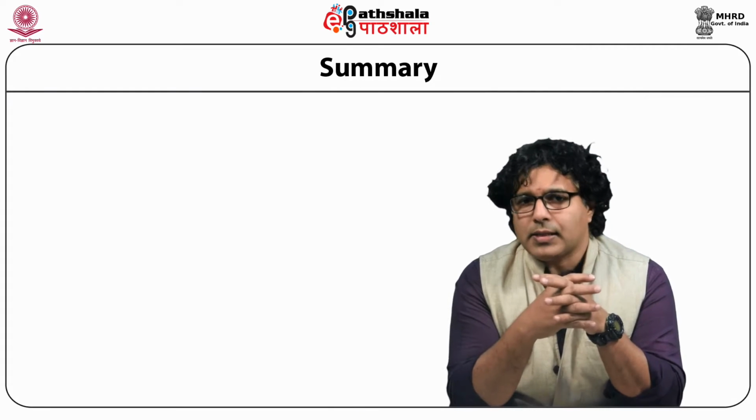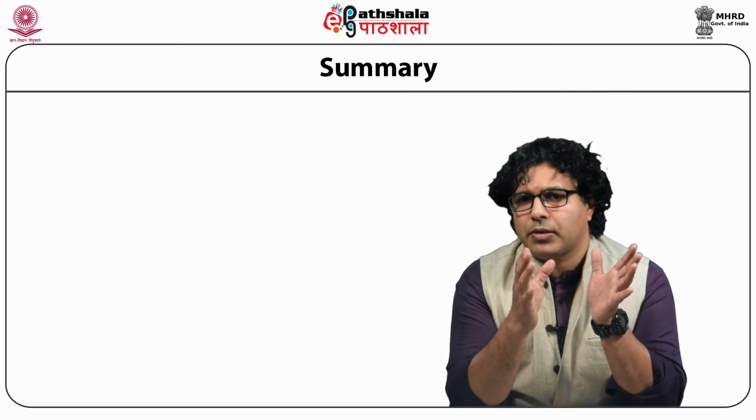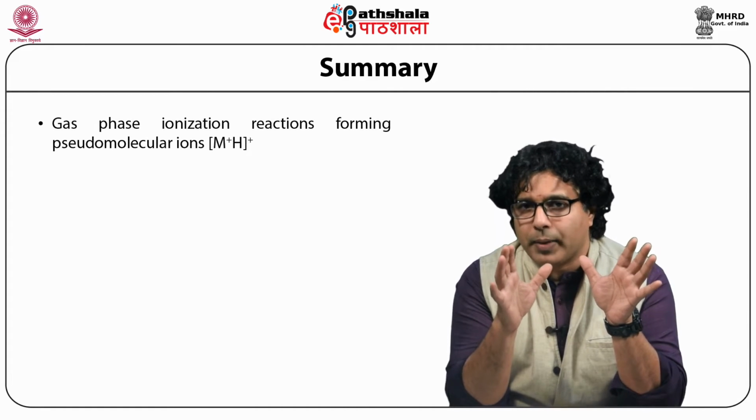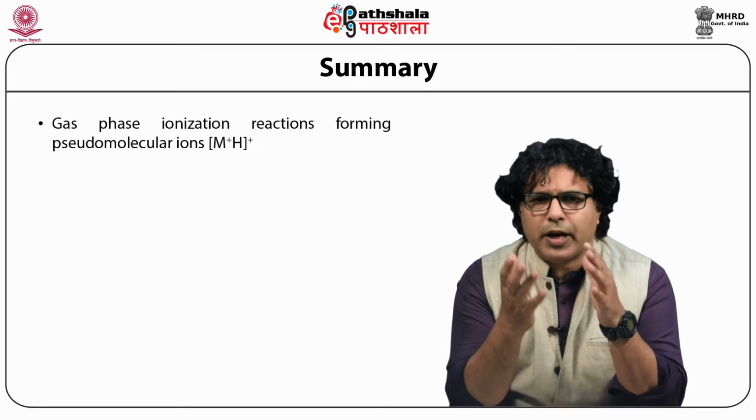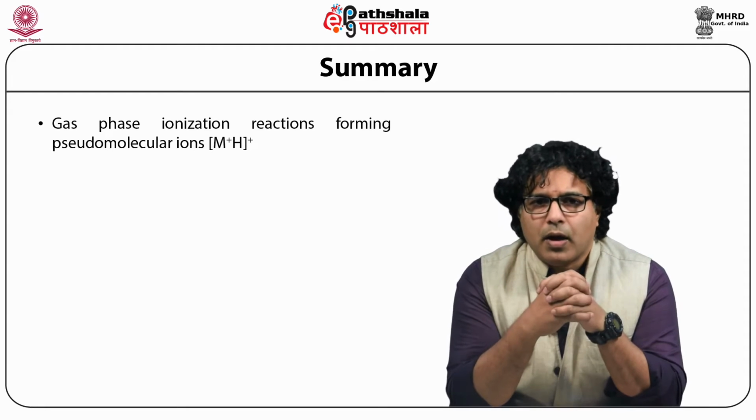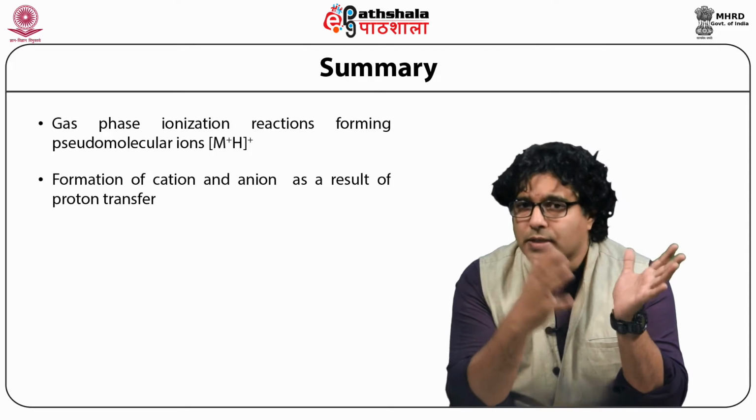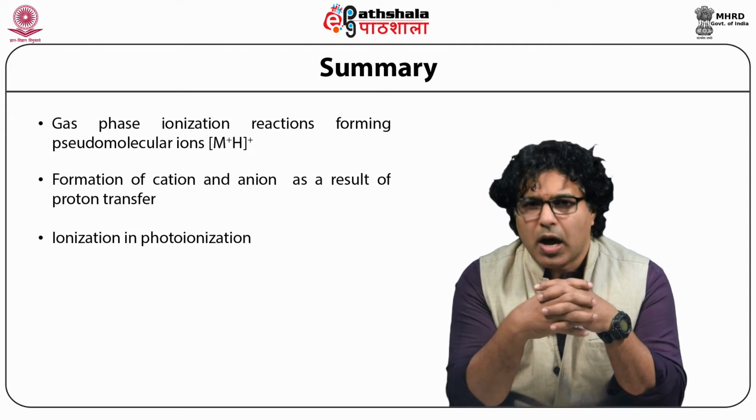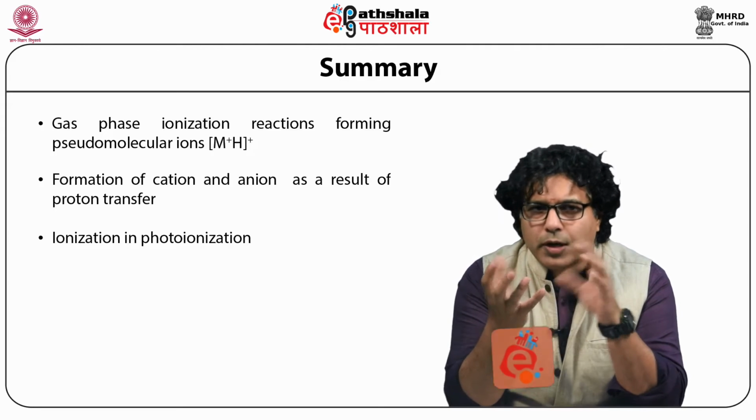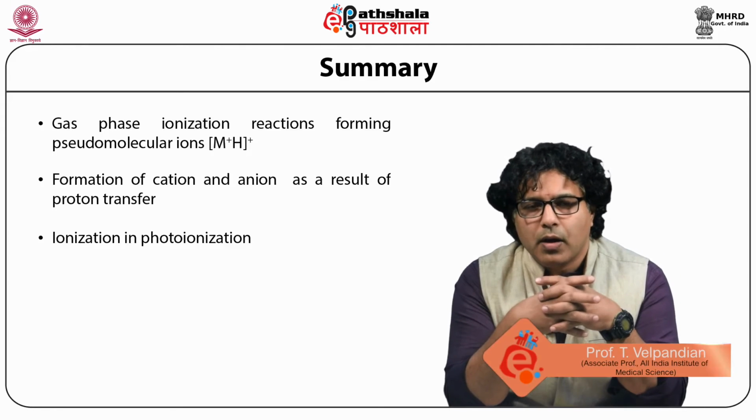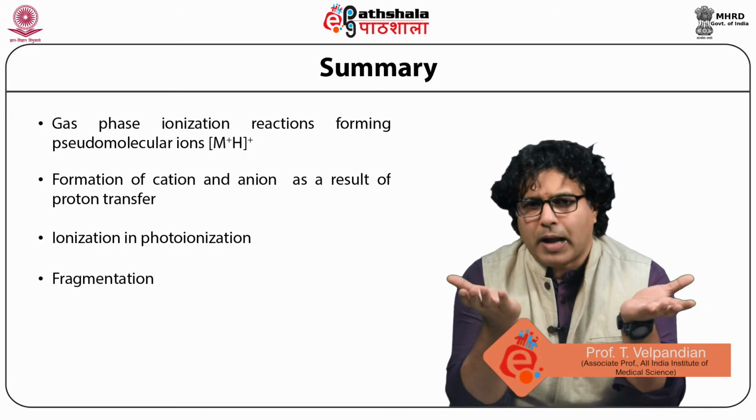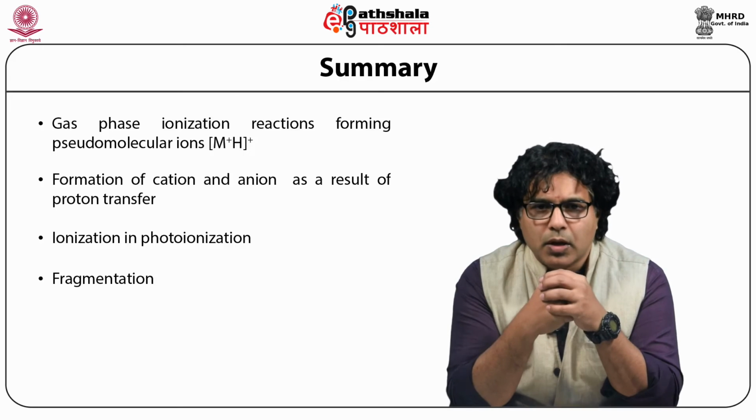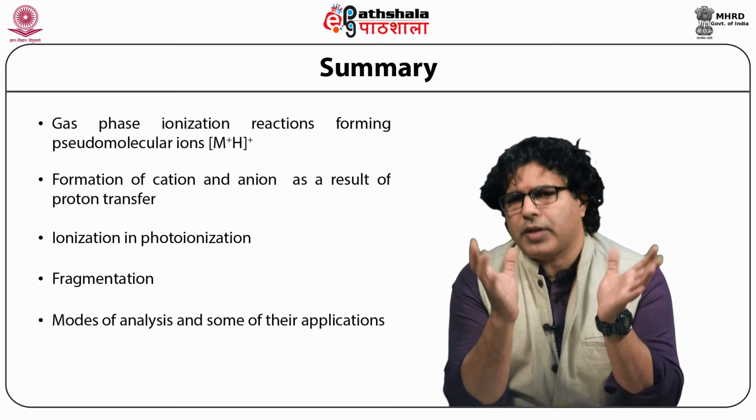So students, let us now summarize what we have learned from today's module. We have seen gas phase ionization reactions forming pseudomolecular ions, that is protonated cations and anions, and the mechanism of proton transfer behind them. Ionization in the photoionization process, and how protonation happens in the photoionization mode. Fragmentation, what types of fragmentation happen, and what is possible using the fragments. Modes of analysis and some of their applications we have seen.